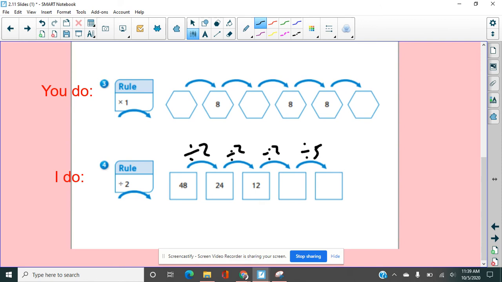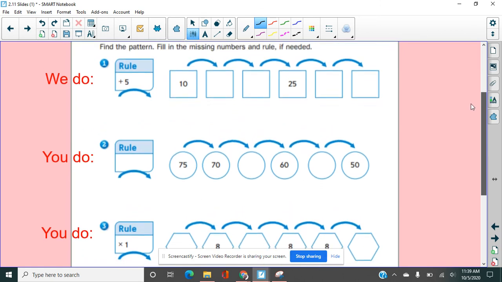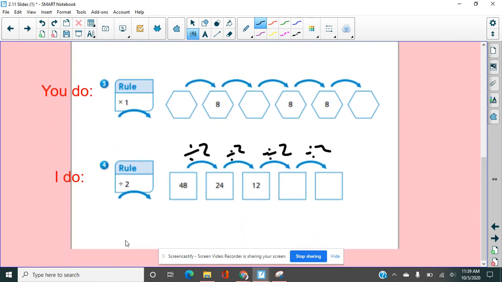When you, not divided by 5. Why did I say that? No fives here. Divided by 2, divided by 2. When you are working on this on your own, I want to see on top of the arrows, I want to see all the rules, right? So we're splitting this in half.